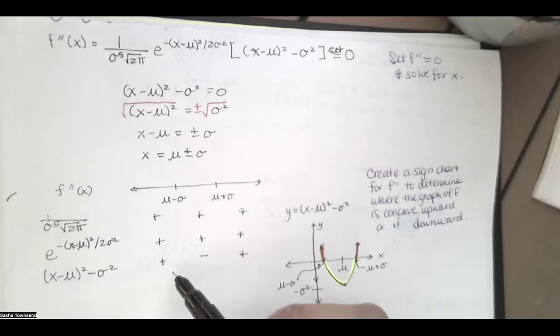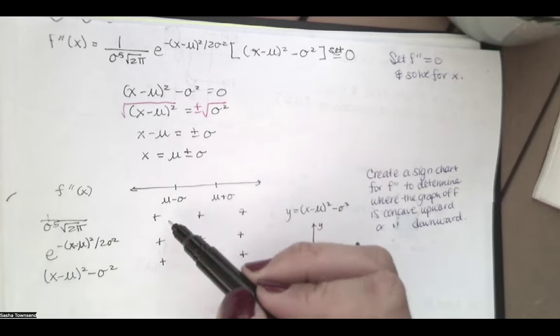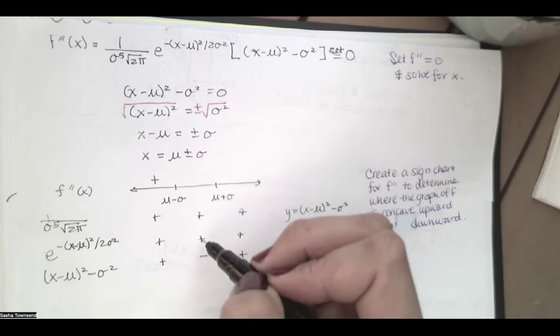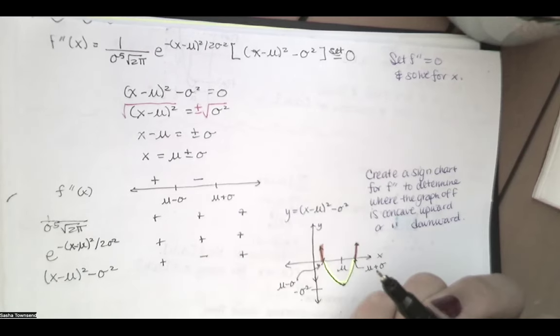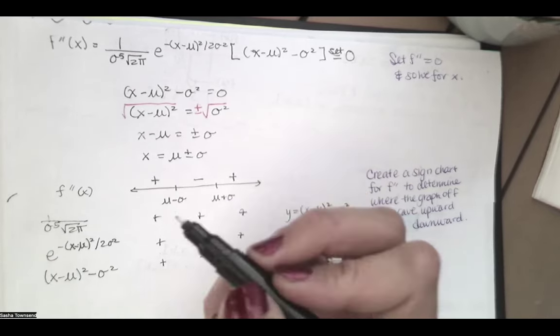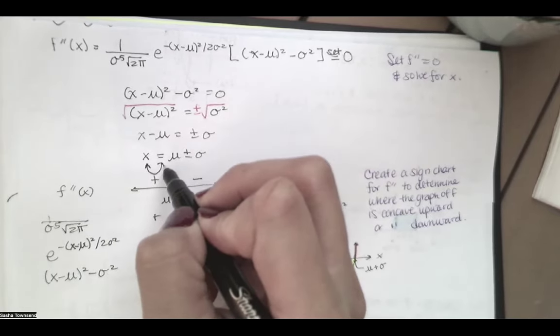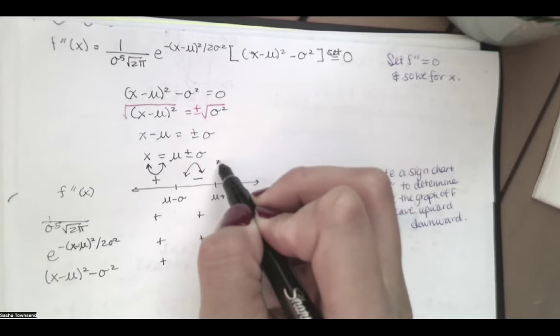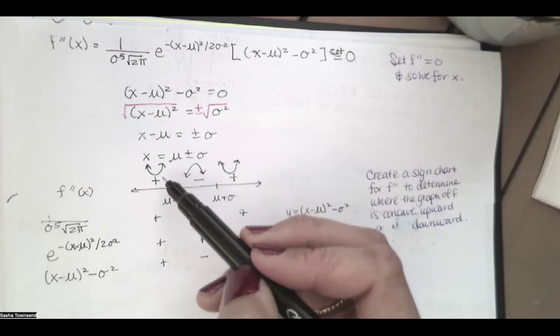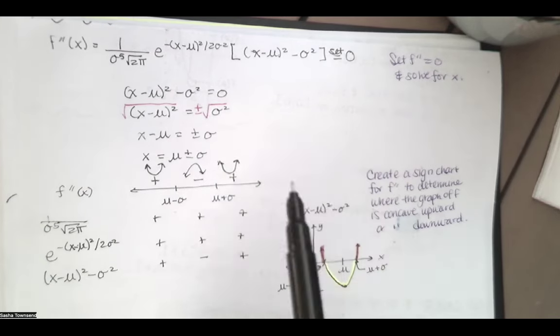And f double prime is the product of those. So f double prime is a positive times a positive times a positive, which makes it positive. And then we've got a positive times a negative, which makes it negative. And then it's a product of 3 positive numbers, which makes it positive. That means the original graph is concave upward, then concave downward, and concave upward on each of those intervals, because f double prime being positive means the graph is concave upward, which looks kind of like a cup facing up.